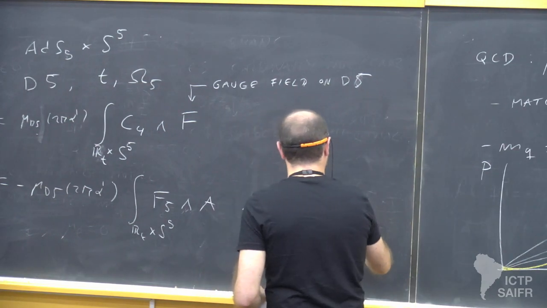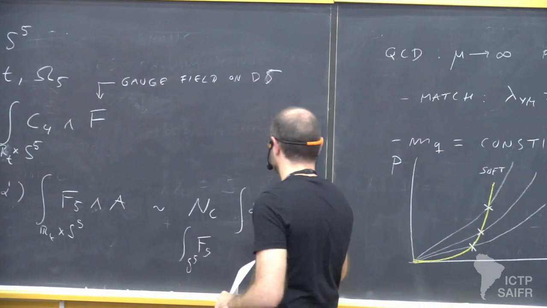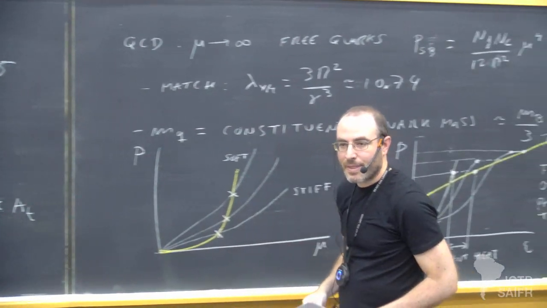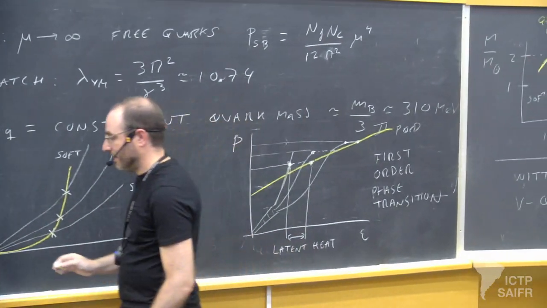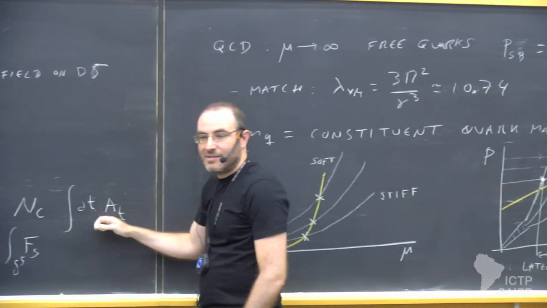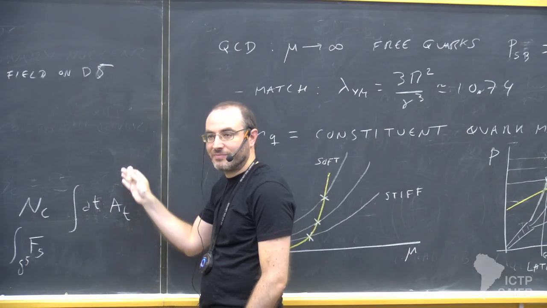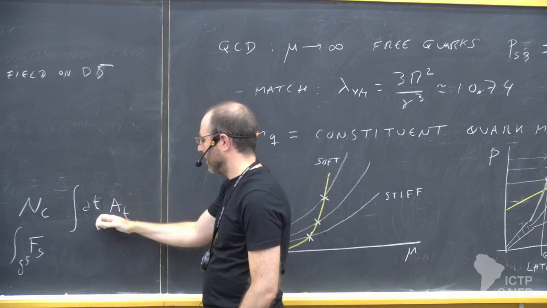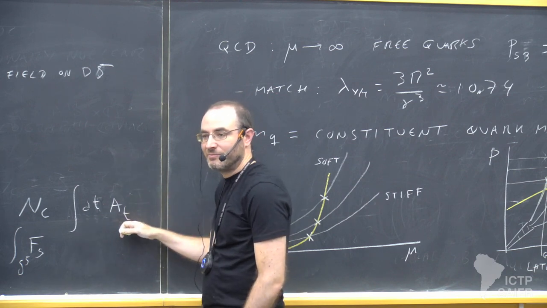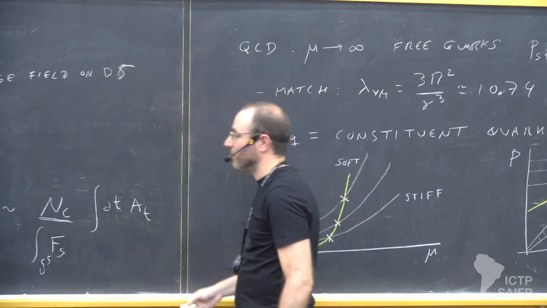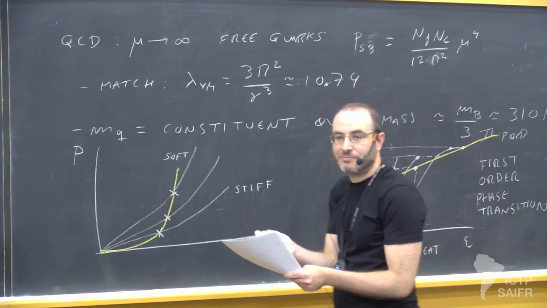And then the integral of the time component of the gauge potential. OK, so this means, no? If you look at this, this is the action you will have if you introduce charged particles. The charged particle couples to the gauge potential in this way. So this means that you have NC charges on the worldvolume of the D5.